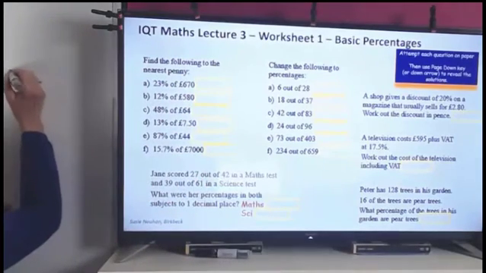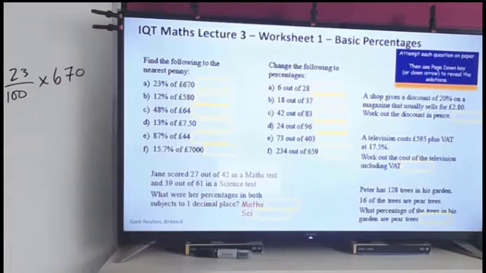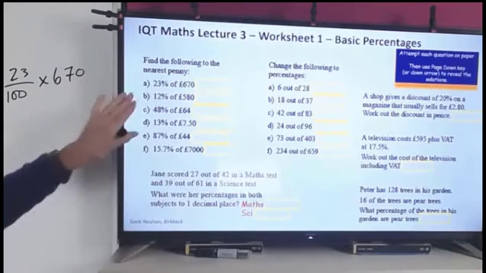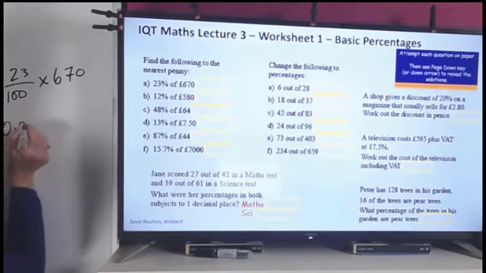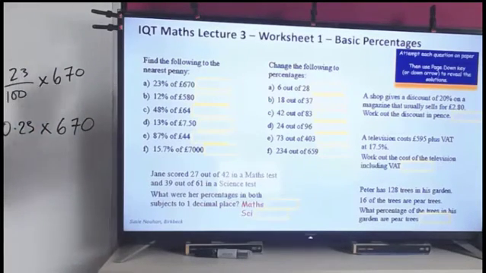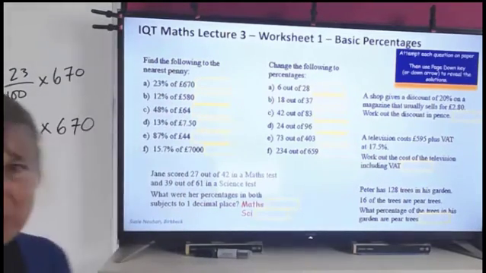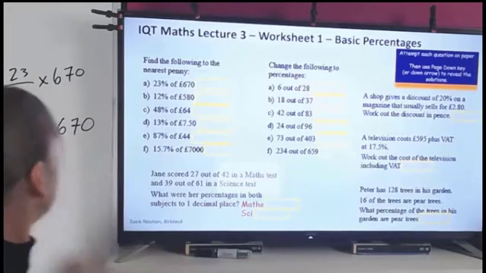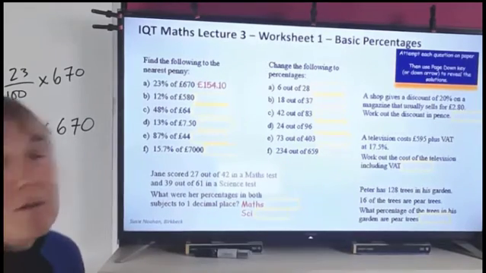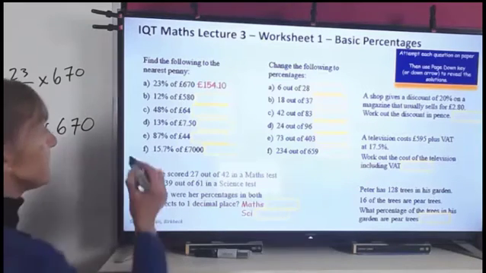So if we want to find 23%, we should really be saying 23 over 100, because that's the definition of what a percentage actually means. But we can shortcut this and say it's the same as multiplying by 0.23, if you divide that into that. And we learn pretty quickly when we work with percentages that the first 2 digits after the decimal place are the number of percentages. So 0.23 times 670 is indeed 154.10.